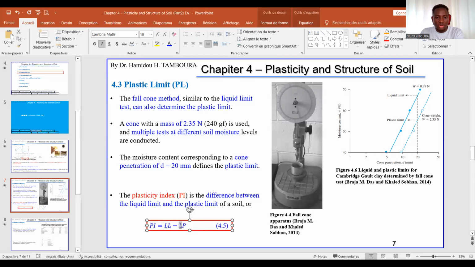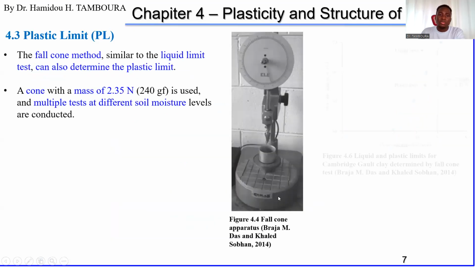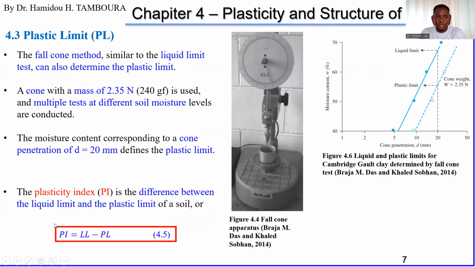We should correct also this one. Plastic limit. It was in French, sorry. So the liquid limit minus plastic limit will give us the plasticity index. Okay.